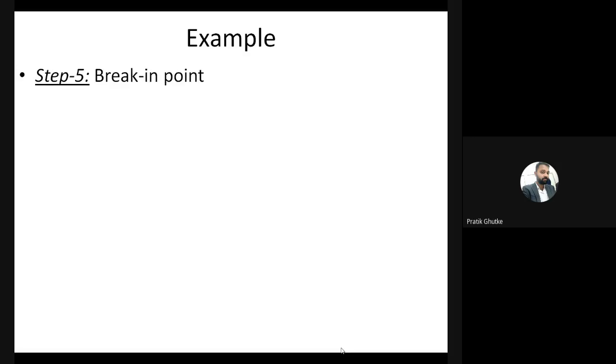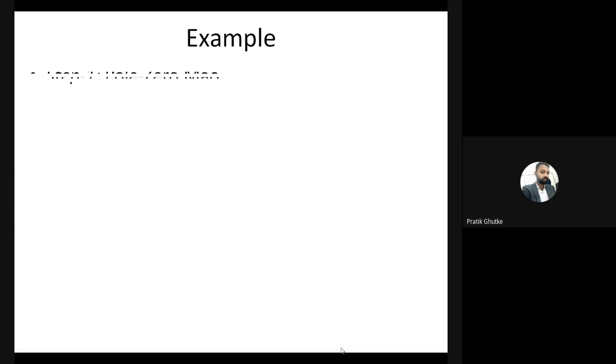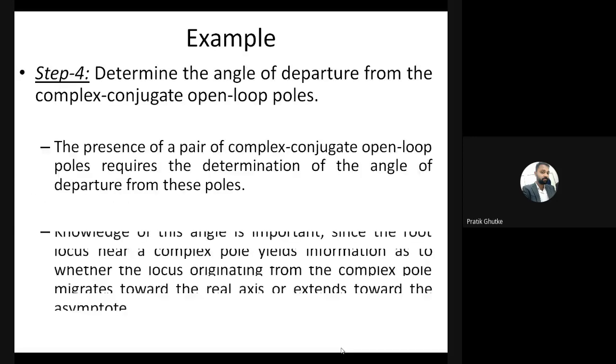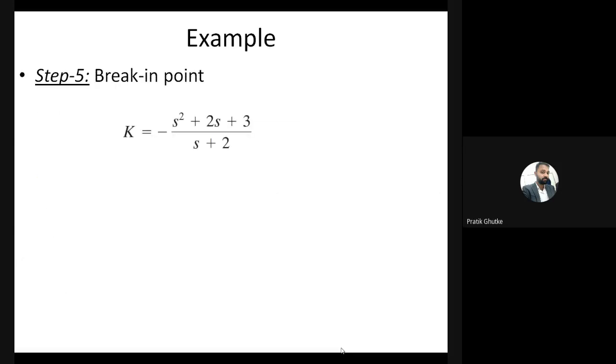So now the next step is to calculate the break-in point or breakaway point. So k equals, by simplifying this numerical. This was my numerical: k(s plus 2) divided by (s square plus 2s minus 2). In this case, the value of k would be k equals minus (s square plus 2s) divided by (2s plus 2). So how to calculate the breakaway point? Minus (s square plus 2s plus 3) divided by (s plus 2).